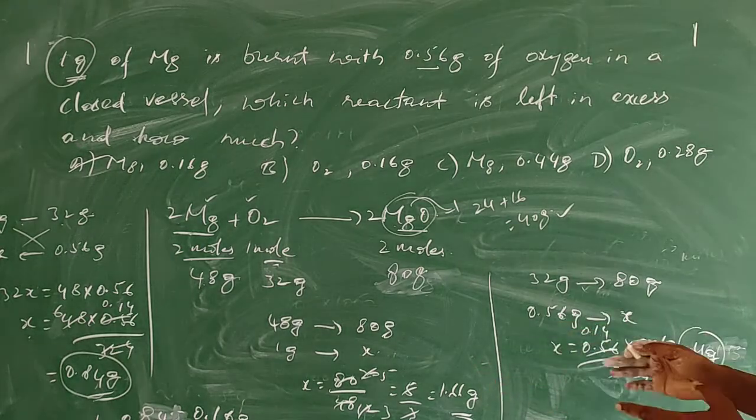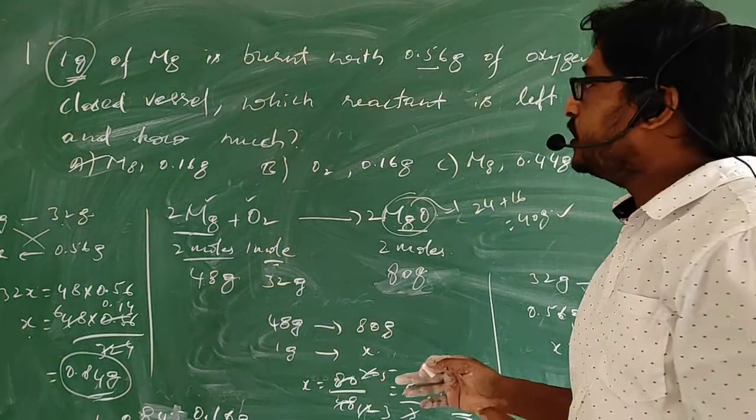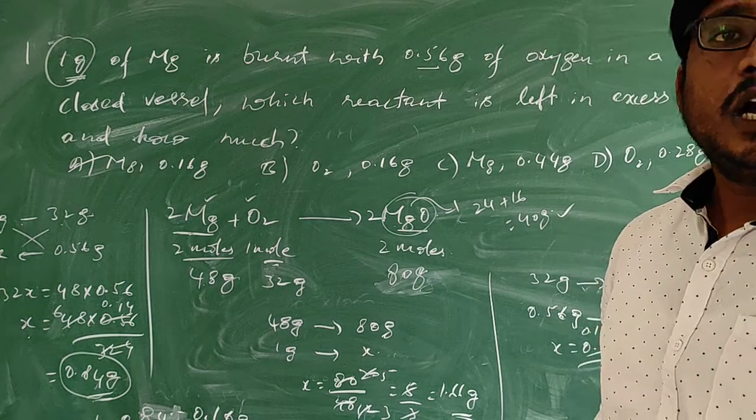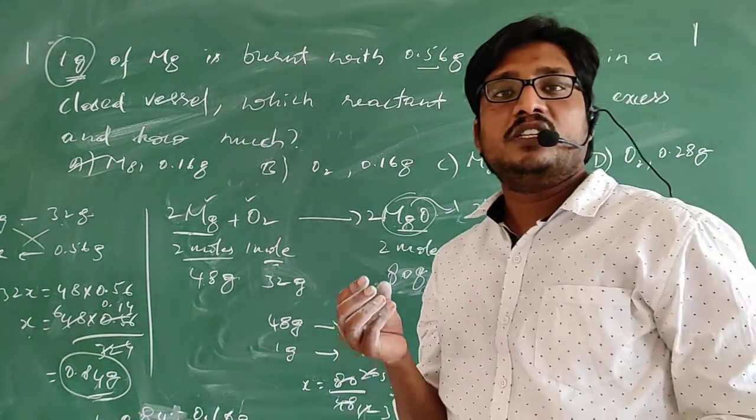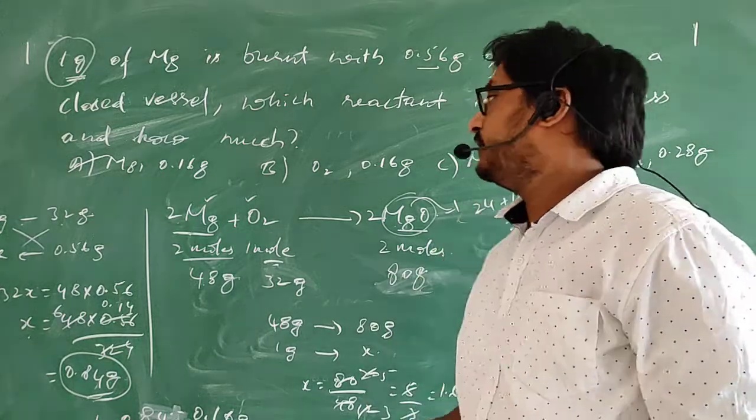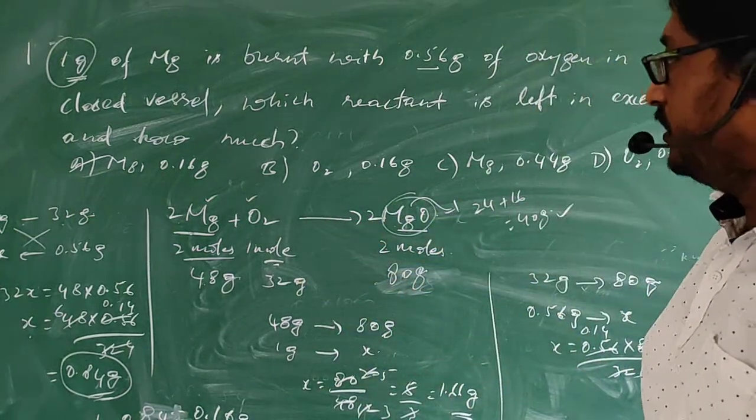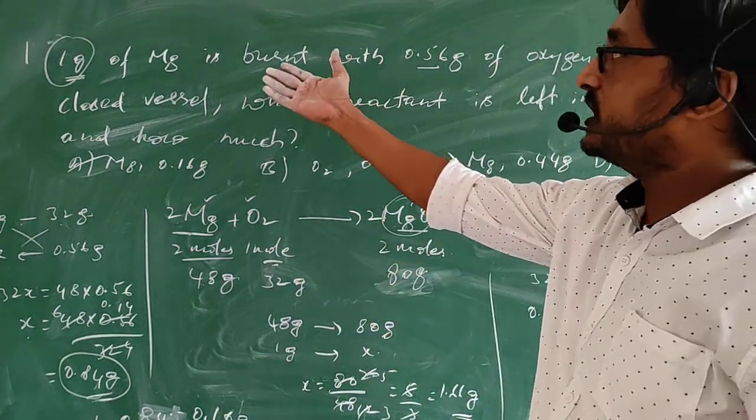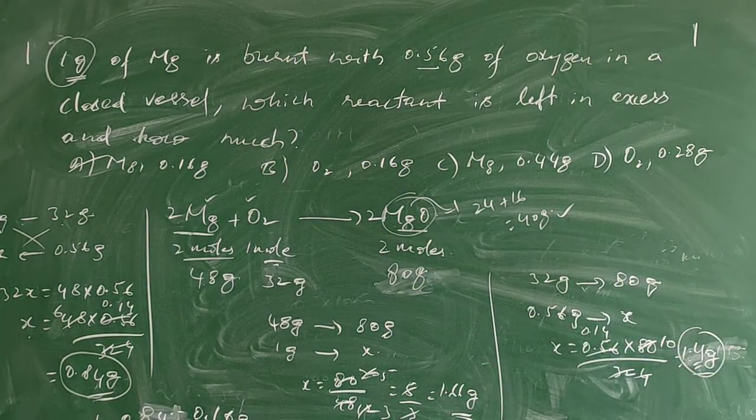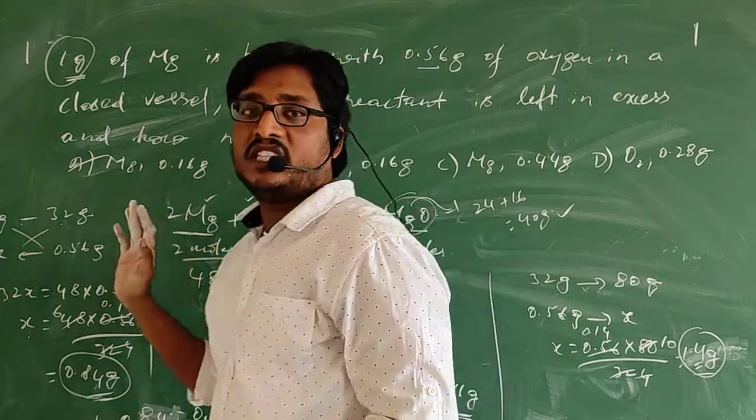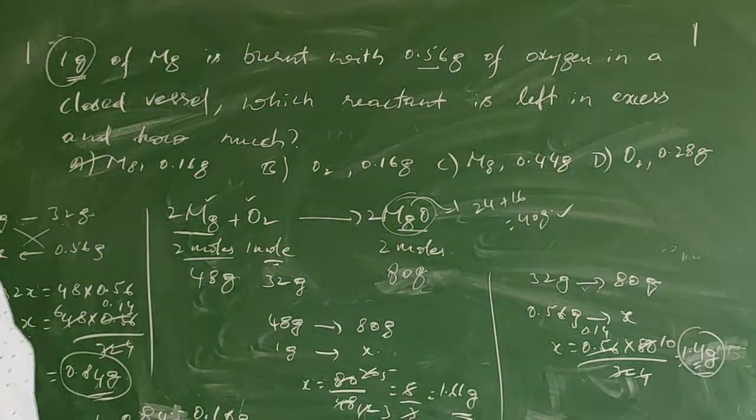So when these type of questions are given, first you need to find the limiting reagent. How to find the limiting reagent? Limiting reagent means which produces the least amount of product. Take the balanced equation, and take the given amounts given in the question and proceed in this way. So this is the way to solve these type of questions. Let us see the next question.